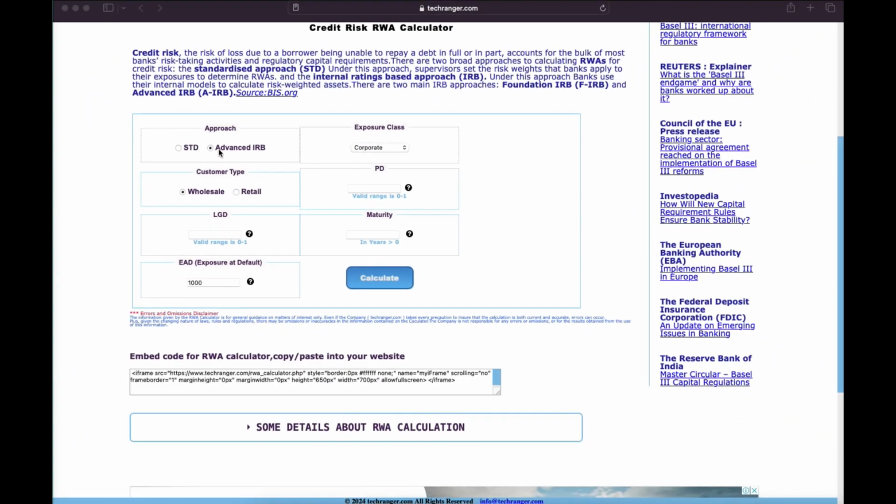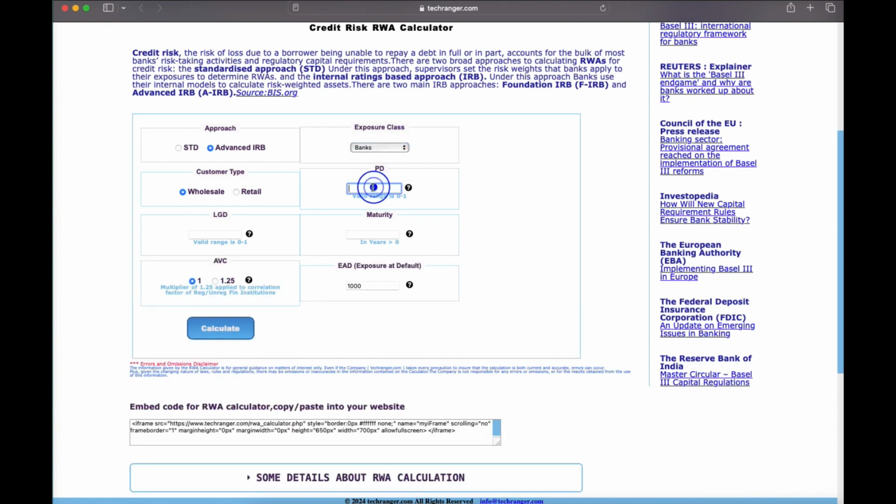Let's calculate the risk weight for an exposure to a bank under the advanced approach. In addition to PD, LGD and maturity values, we will be setting up an additional variable, AVC, asset value correlation, to 1.25. If this value is not used in your environment, then just set a value of 1.